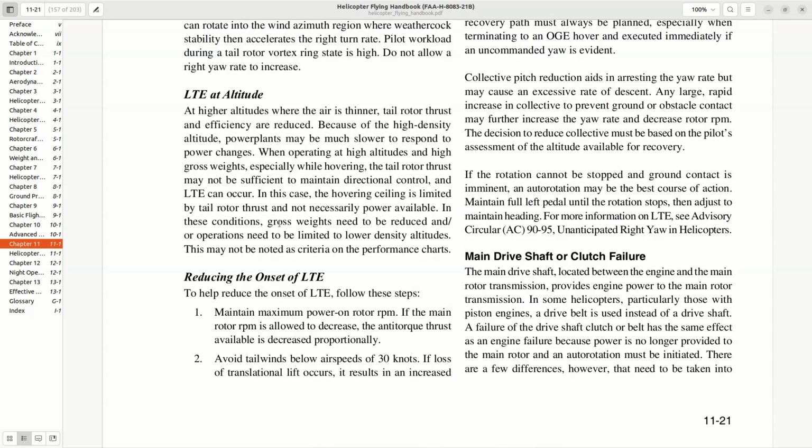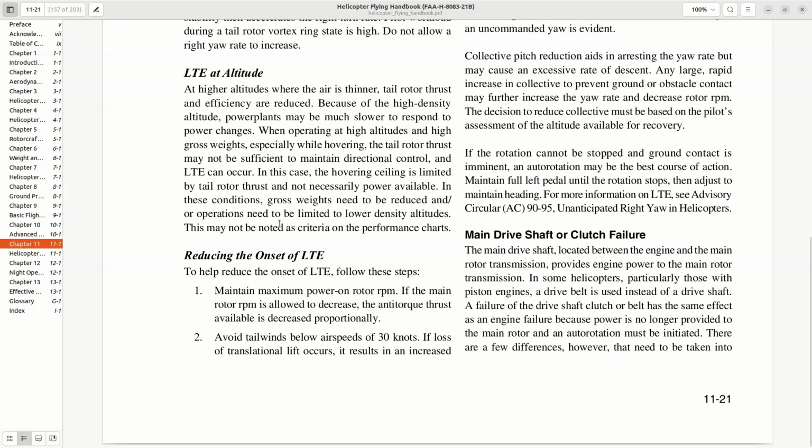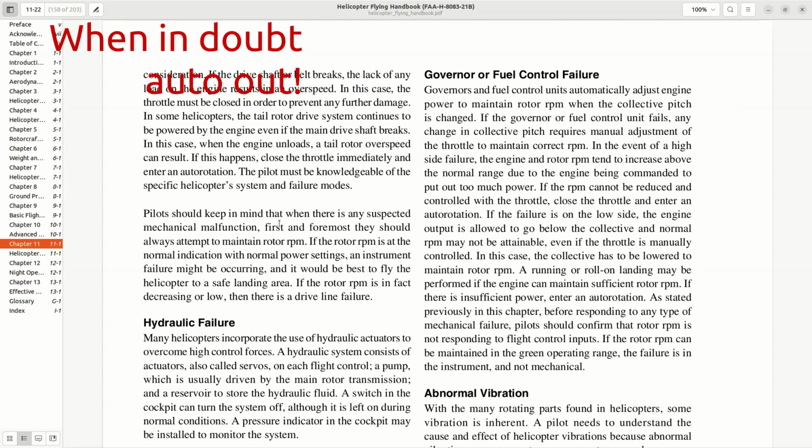You have some other failures, like what if your drive shaft fails or your clutch fails? Again, I'll say it again. When in doubt, auto out. What if your hydraulics fail? Well, if your hydraulics fail, normally you're going to have some sort of a backup system. So there's that. So it's going to be hard, but you can still move the controls.